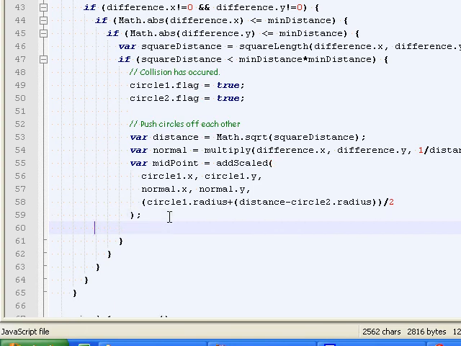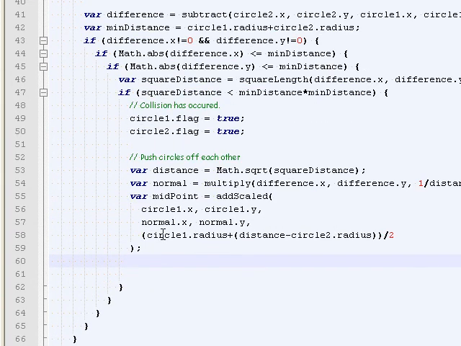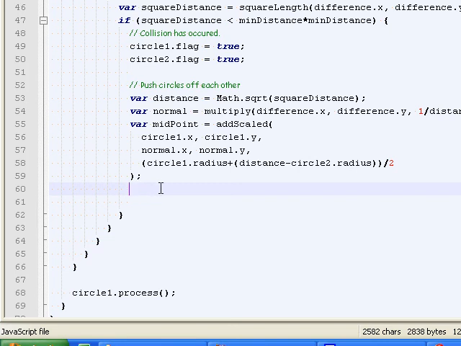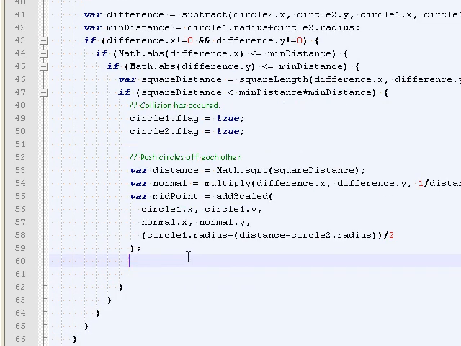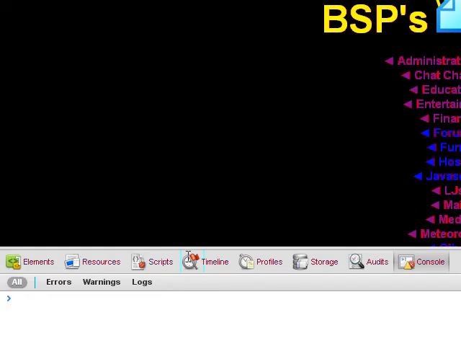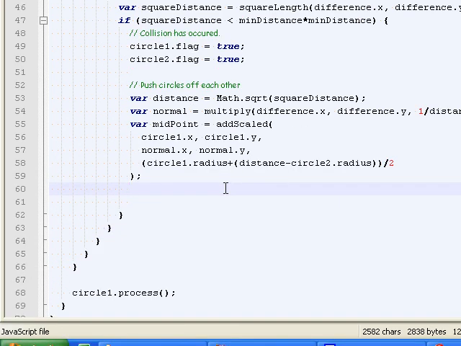Yep. God. I don't have auto indent turned on because it gets it wrong sometimes, and I'll just use Control D. Alright, so that gives us the midpoint, and then we can do another add scaled to get us circle 1's position. So we want to assign a vector, so it doesn't have to be 2 lines. Screw it, I'll just have a temp vector.